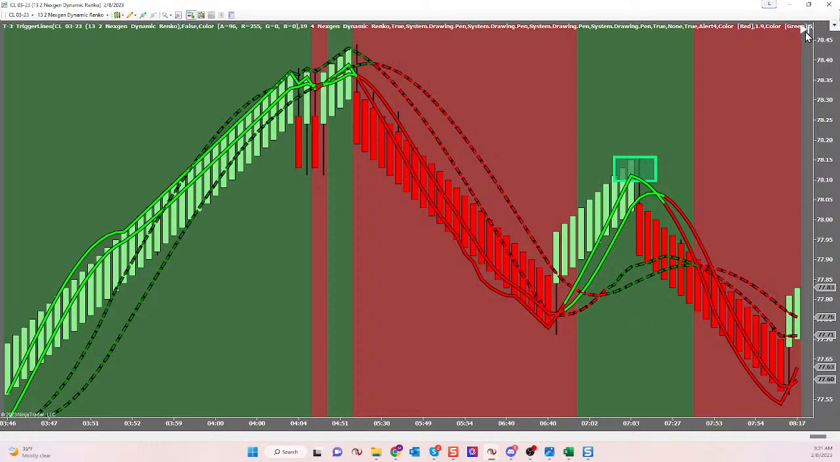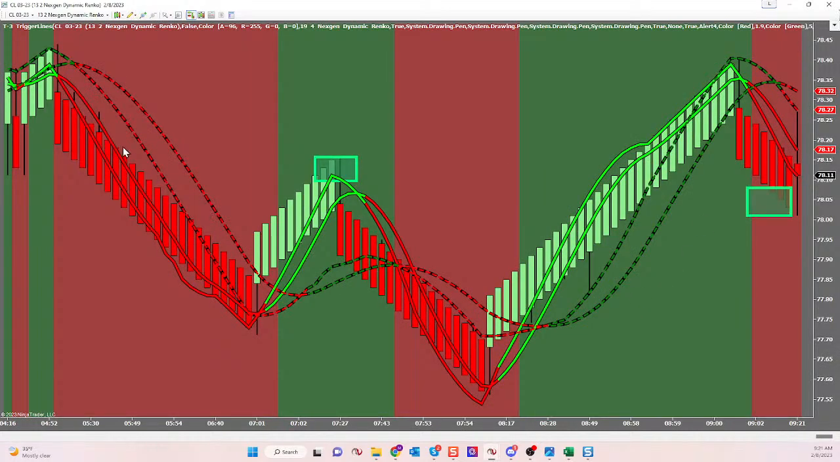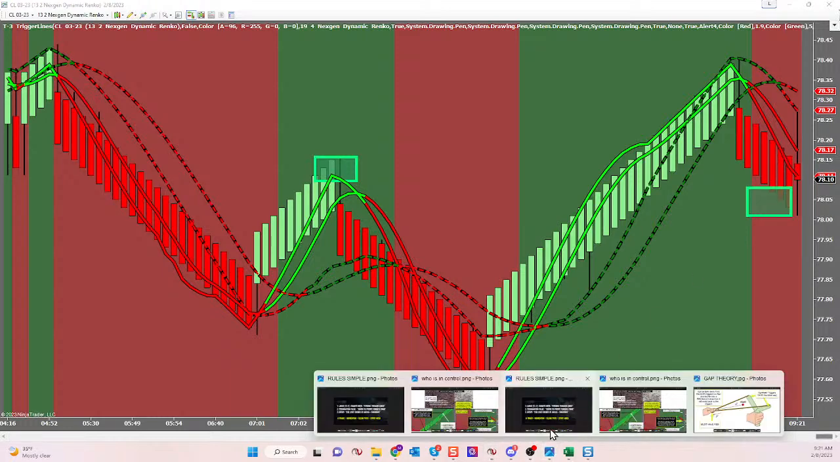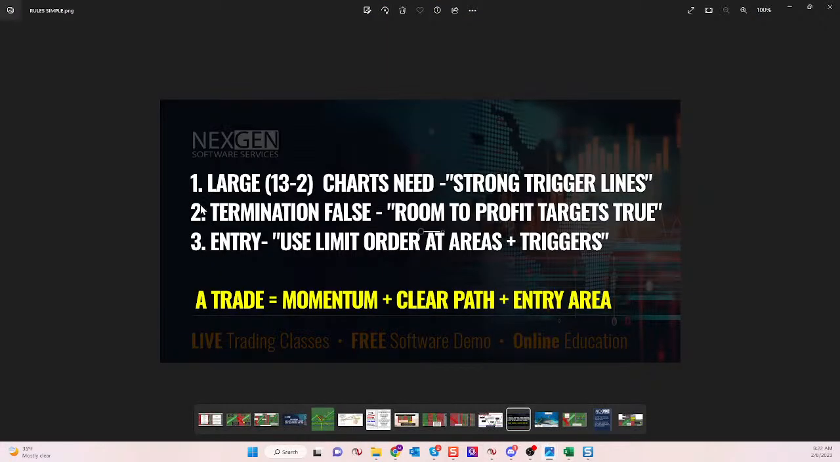So rule number one, strong trigger lines is going to give you an advantage of momentum. And then when you couple that strong momentum and you're not trading into one of those termination conditions, remember, rule number two on the 13-2 says no termination conditions, room to the profit targets.